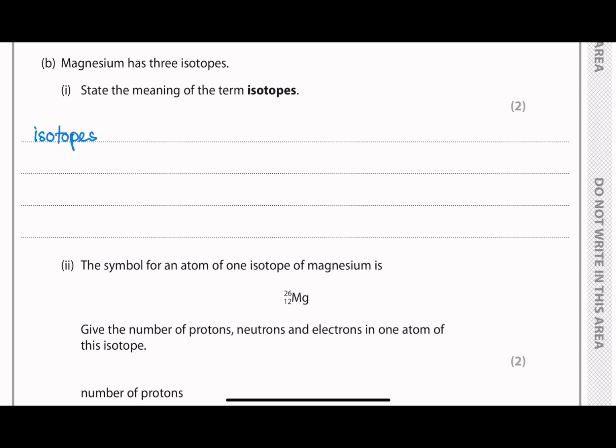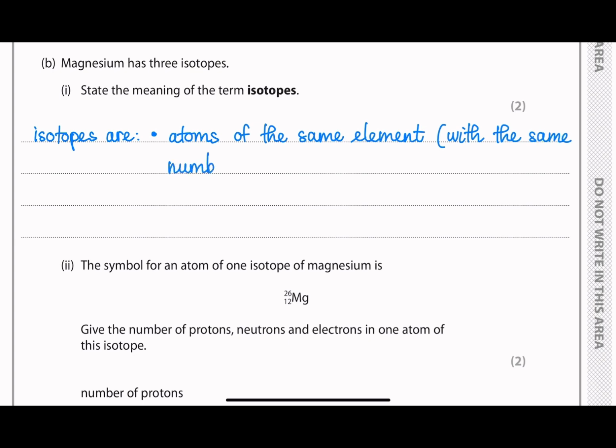Okay, and then we have this question which asks to state the meaning of the term isotopes. So isotopes are atoms of the same element, and an element is usually characterized by the number of protons. So we can also write that they are atoms with the same number of protons. That's the first mark for this question.